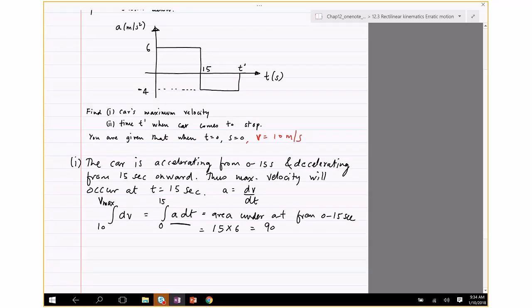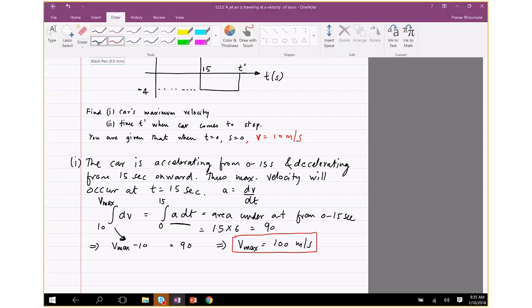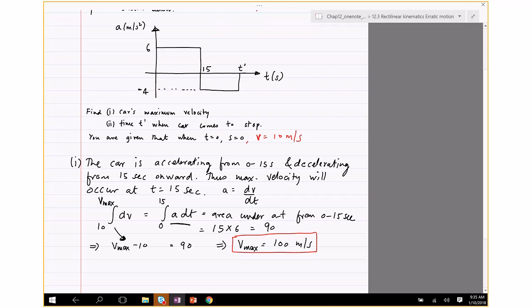Okay, so we have V max minus 10, right? Don't forget this, equals 90. That means the maximum velocity is 100 meters per second. Okay, is that clear?